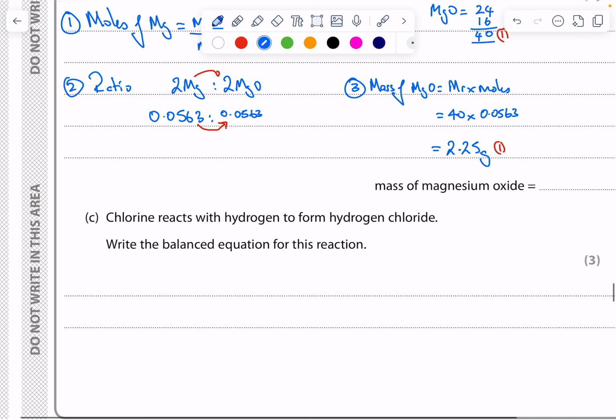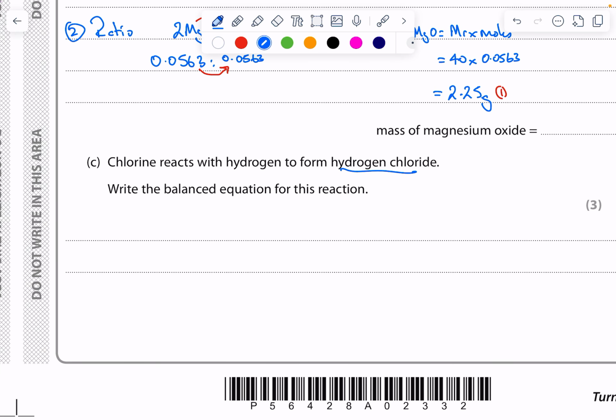we're told that chlorine reacts with hydrogen to form hydrogen chloride. Write a balanced equation. Now be careful, chlorine is Cl2, it's diatomic, and hydrogen is H2, it is also diatomic. Hydrogen chloride, if you've forgotten how to work out the formula, hydrogen is a +1 ion, so it wants to make one bond, and a chloride ion is a -1 ion, so a negative ion, so it wants to make one bond. The two numbers are the same, so just swap them over. So H gets a 1, Cl gets a 1, so that's just going to be HCl.